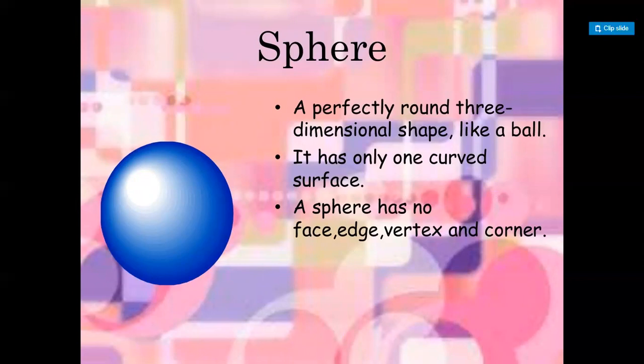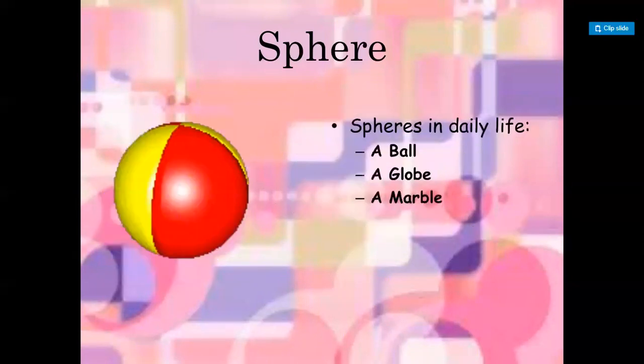Sphere. It's a perfectly round three-dimensional shape like a ball. It has only one curved surface. A sphere has no face, no edge, no vertex, and no corner. A sphere in daily life is like a ball.